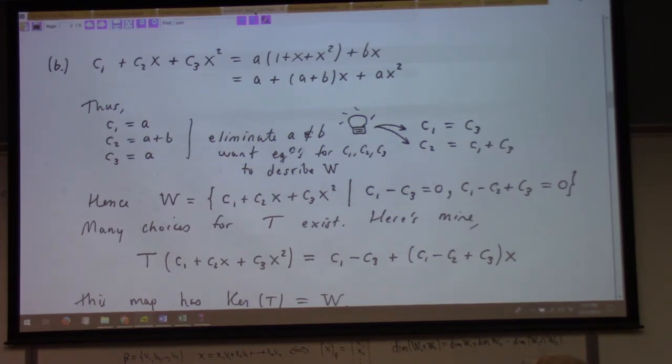Uh-oh. Because C1 is equal to A and C3 is equal to A? No! Did I do that?